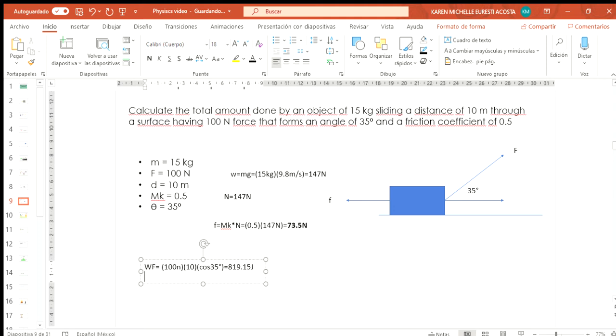Then, for the work of friction, we are going to multiply 73.5 newtons, that is the friction, by the distance, that is 10 meters, and times the cosine of the angle, that is 35, and that gives us minus 735 joules.